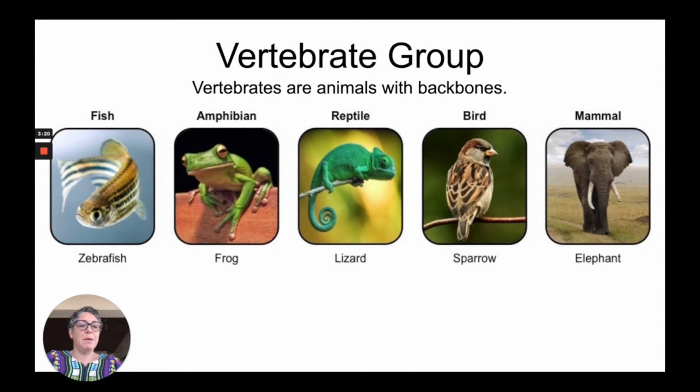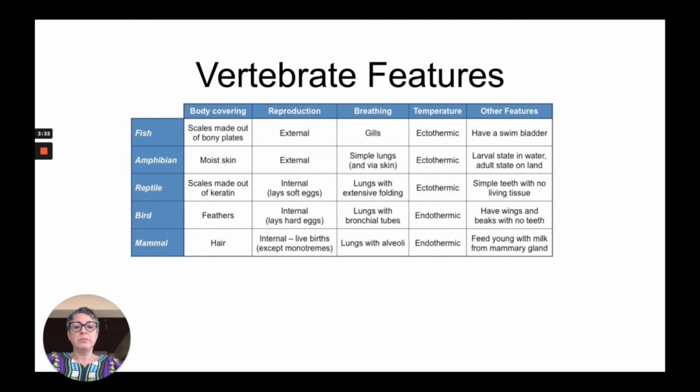And here are just some very quick examples of each of those, which you probably are very familiar with and can recognize just by looking at an organism, which class it would go into. Okay, however, let's look at the specific features that would put an organism into that particular class. And typically what we can really see easily is the body covering.